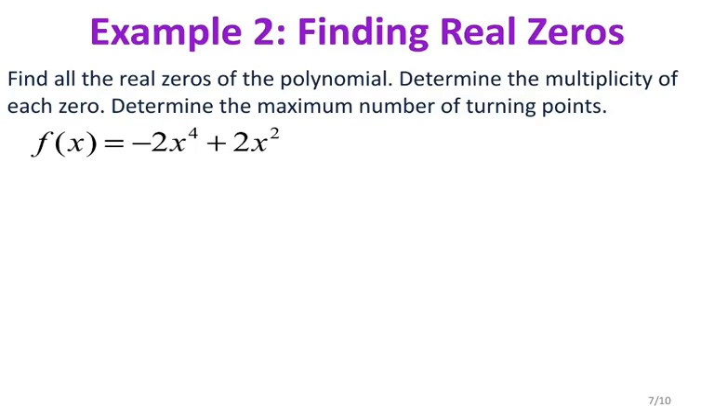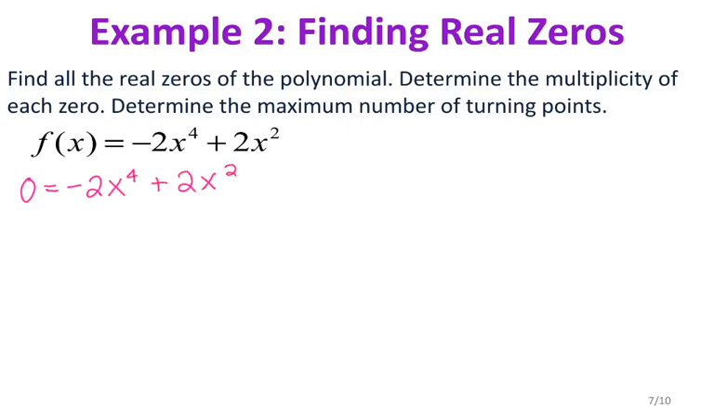So for the second example, we just want to find the zeros. It says find all the real zeros of the polynomial, determine the multiplicity of each zero, and determine the maximum number of turning points. So anytime I'm trying to find the zero of a polynomial, I'm going to set my polynomial equal to 0.